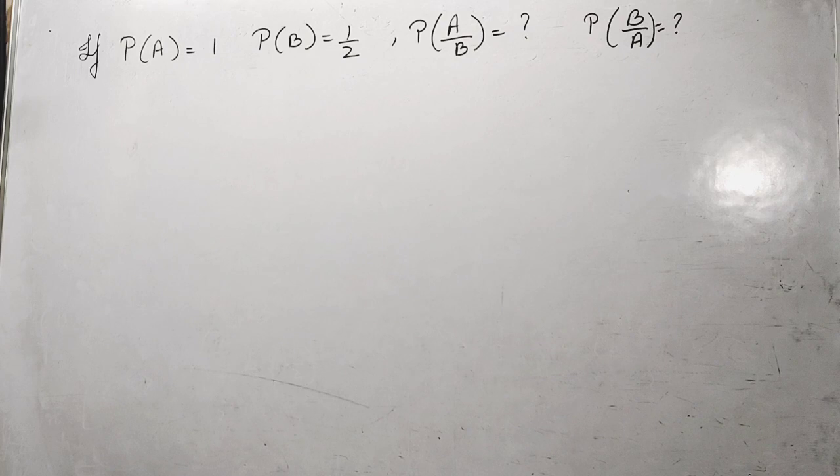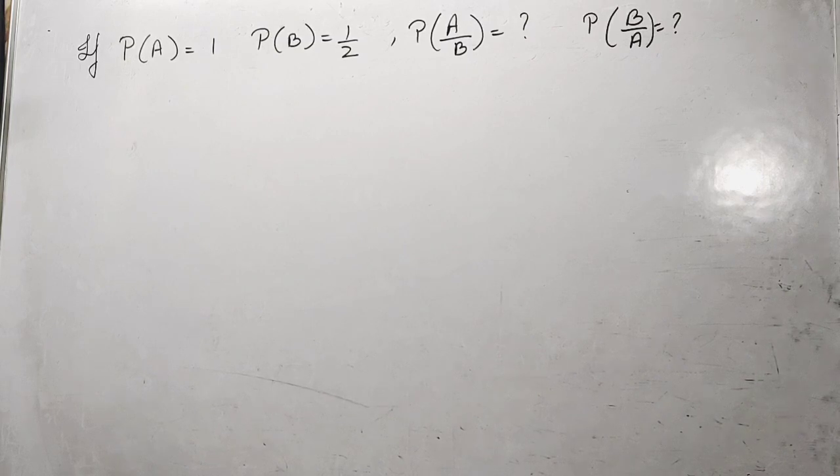We have a question like this: if the probability of event A is 1 and the probability of event B is 1 by 2, we have to find the probability of A by B and the probability of B by A, and nothing else is given.